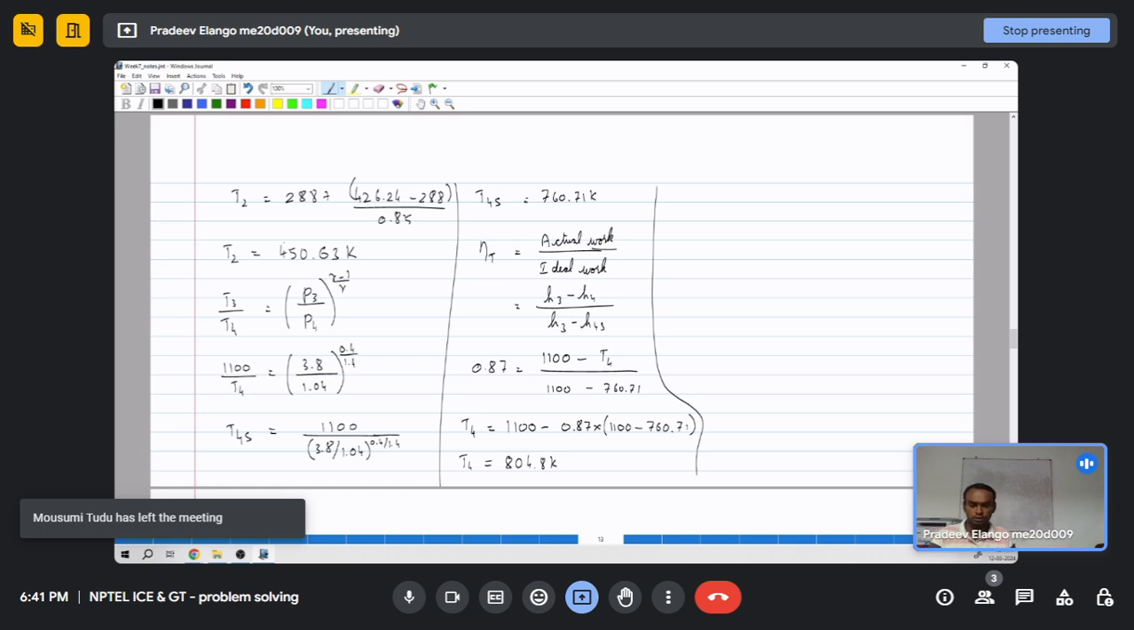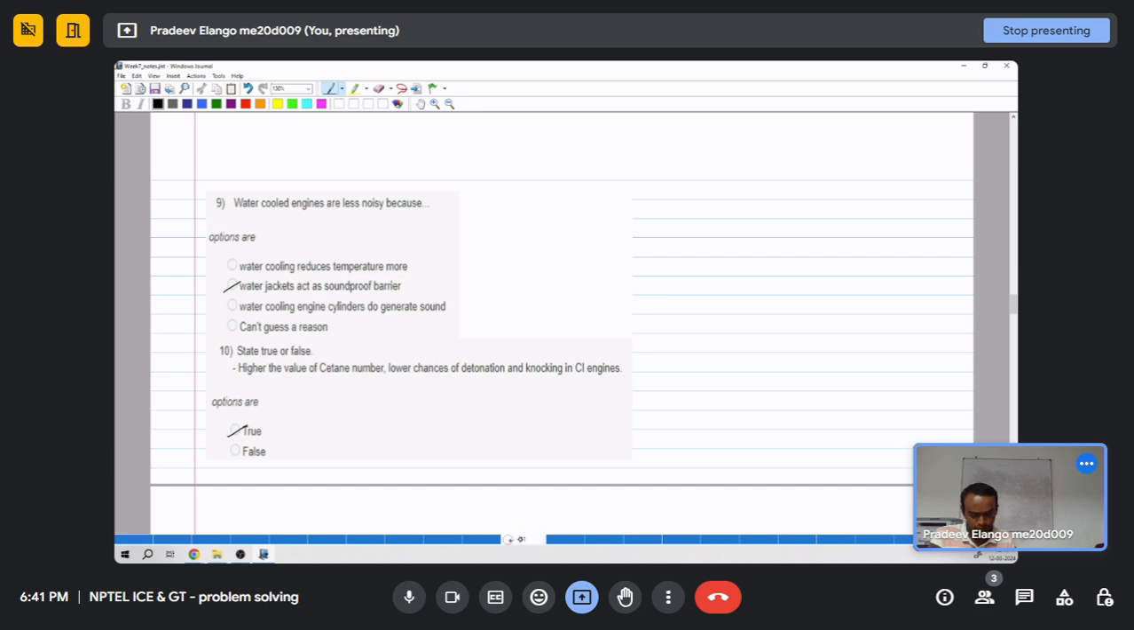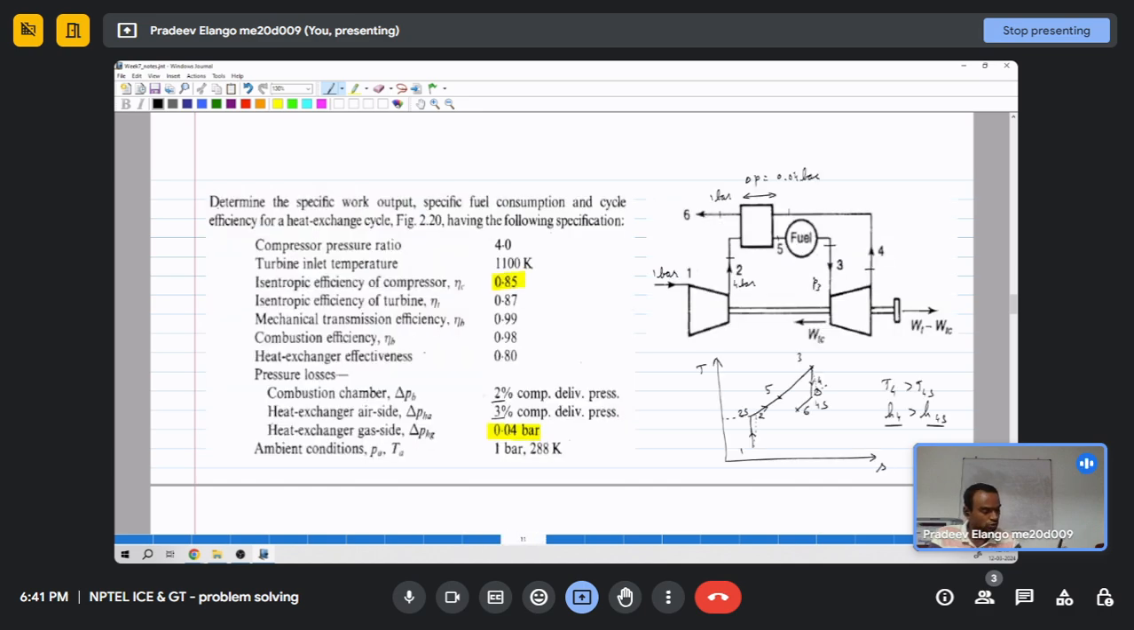804.8. So now we have calculated the temperature at the fourth point. So till this temperature we have calculated. Now we can use the effectiveness of the heat exchanger that is given.